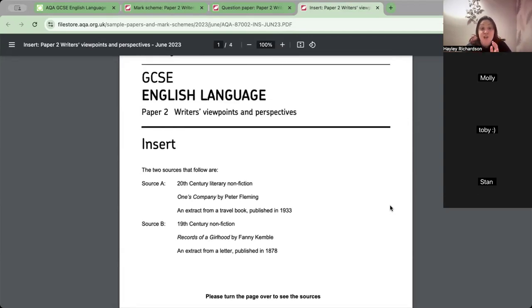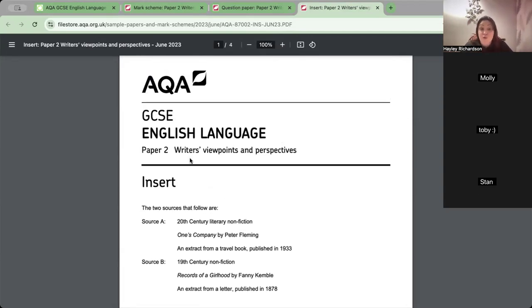in paper 2, the written subject is usually something that's about your opinion. This paper 2 is literally called Writers' Viewpoints and Perspectives.